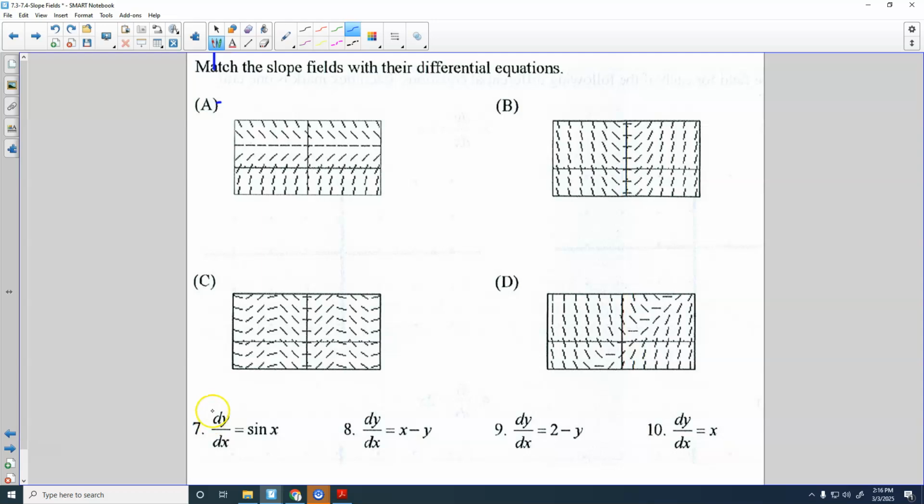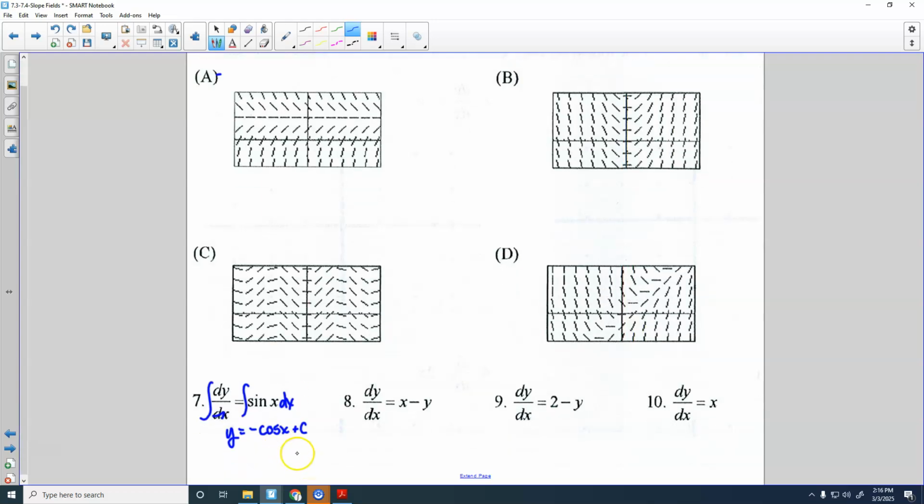So if we could put the dx over here and integrate, our solution would be, when we integrate cosine, what do we get? Integrate sine, what do we get? Negative cosine of x plus c, right there. So we're looking at a solution that would be a cosine graph. Which one does that look like it goes with? That looks like it's C, right there, for that one.